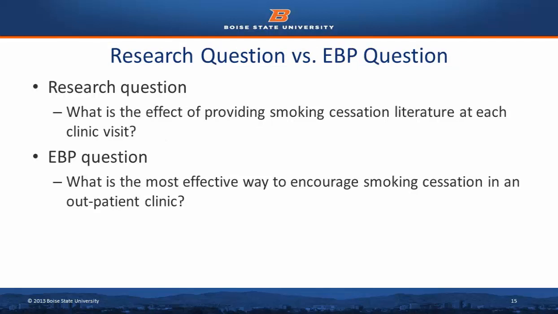There are also differences between a research question and an evidence-based practice clinical question. A research question typically looks at the effect of a specific intervention, whereas an evidence-based practice question is looking to find what intervention is supported by the best available evidence. For example, in this one, the research question would be, what is the effect of providing smoking cessation literature at each clinic visit? And an EBP clinical question might be, what is the most effective way to encourage smoking cessation in an outpatient clinic setting?